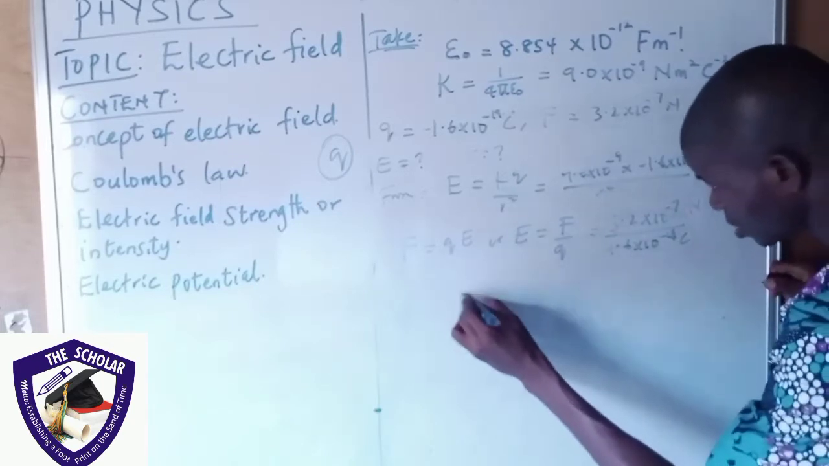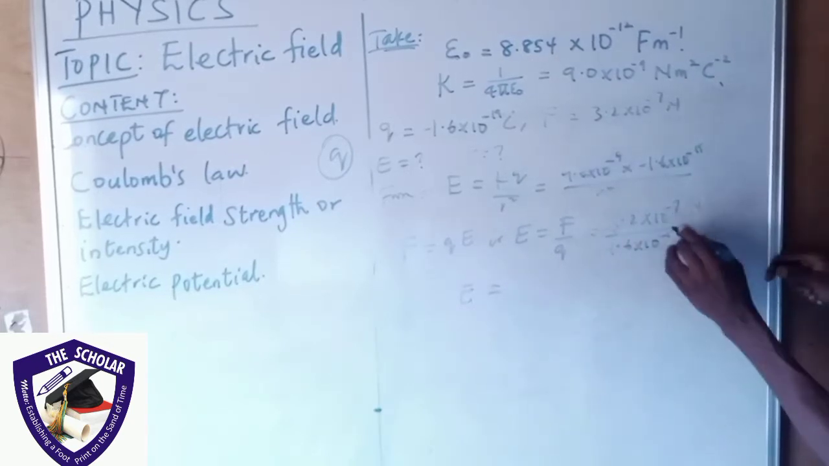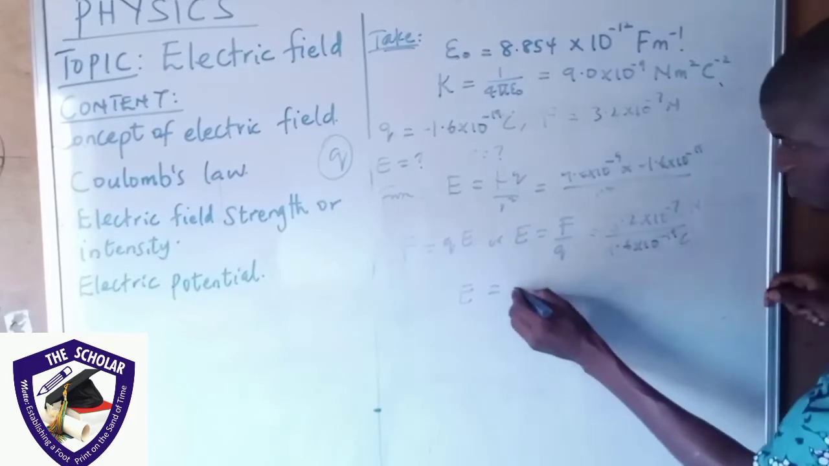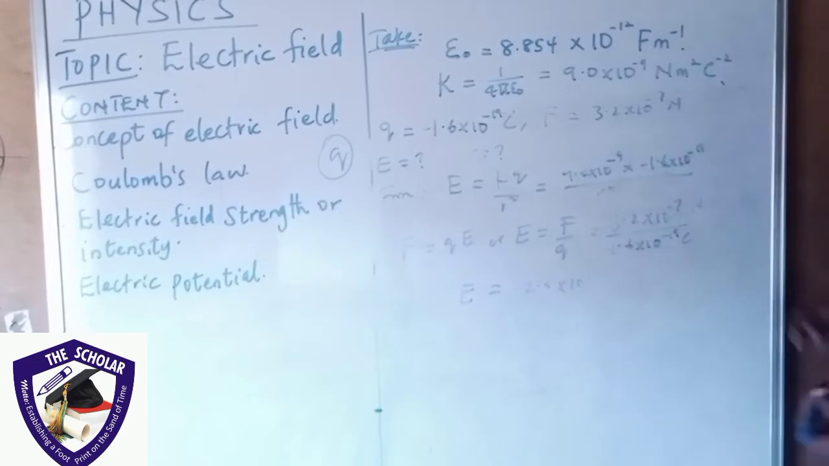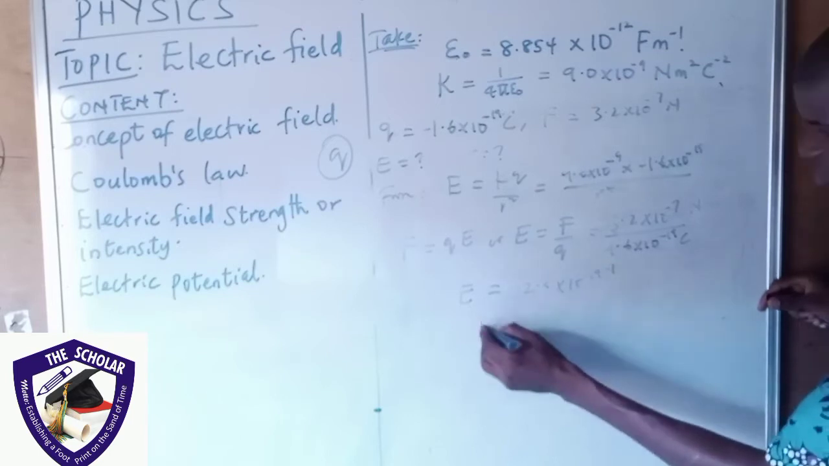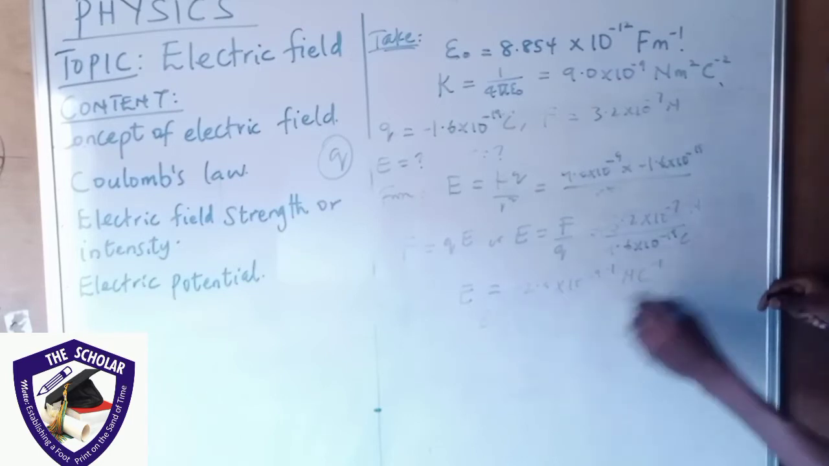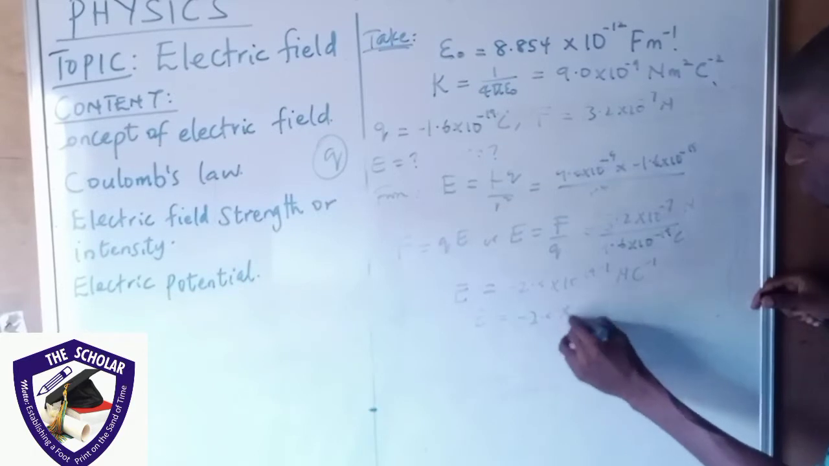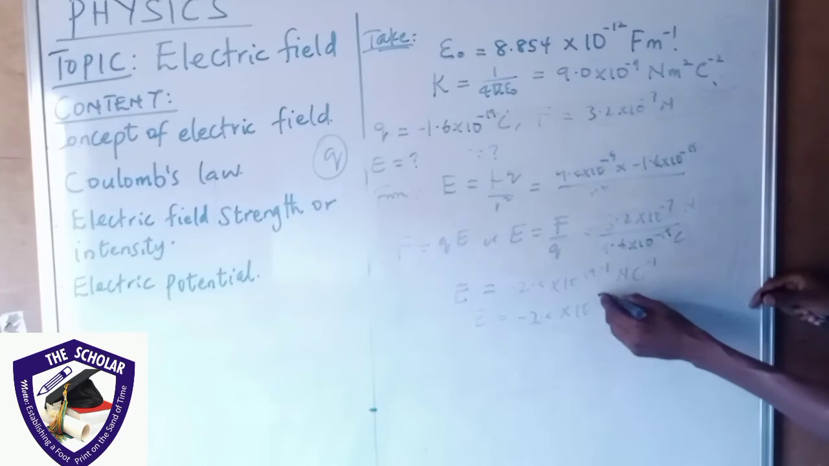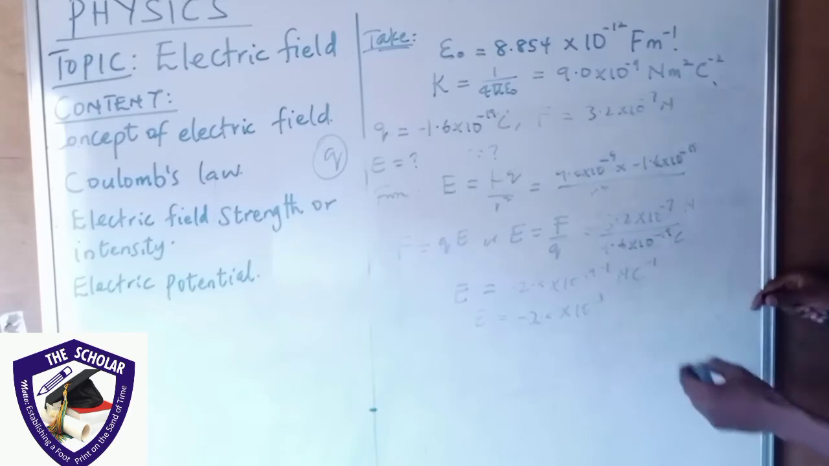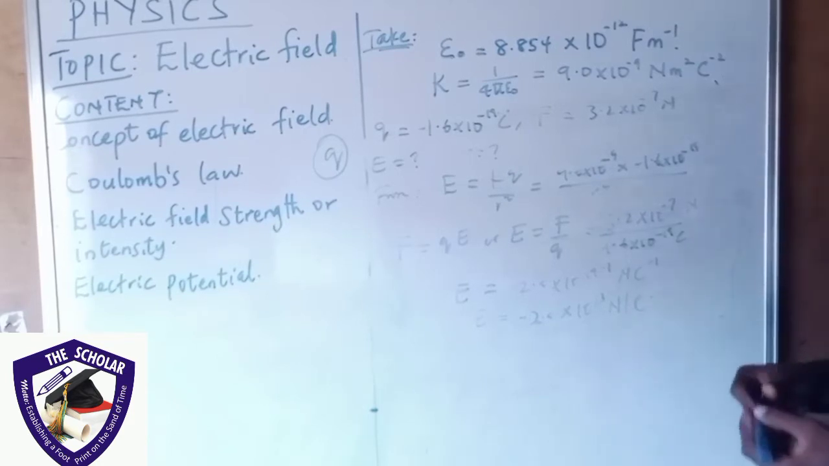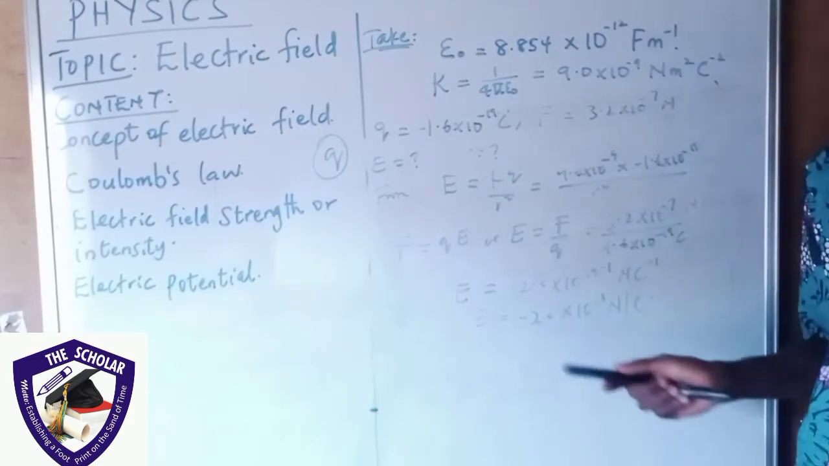When you solve these two together, this will give us minus 2.0 times 10 to the power 19 minus 7. And therefore our E, in Newtons per coulomb, is going to be minus 2.0 times 10 to the power 19 minus 7, which gives us 12 Newtons per coulomb. This is the electric field intensity.